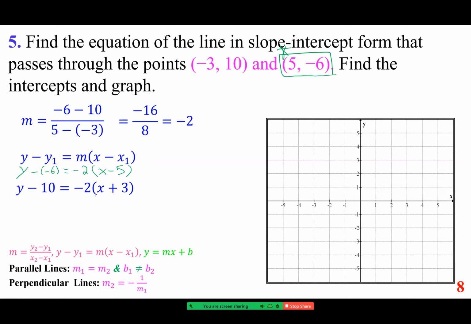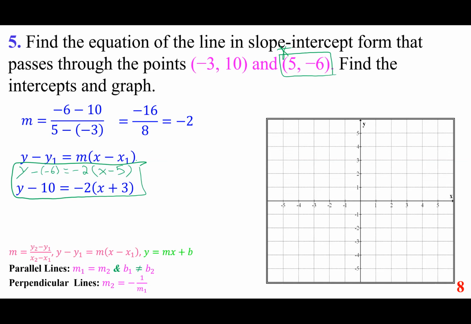And as you can see, these two equations are completely different. However, if you solve for y, they become identical. And that's the key. Because the slope-intercept form is unique, we rather use that.